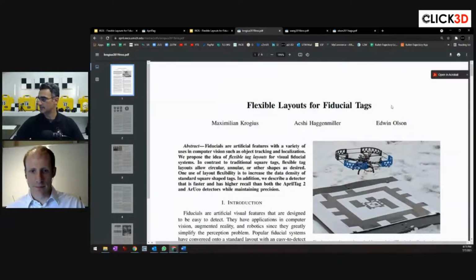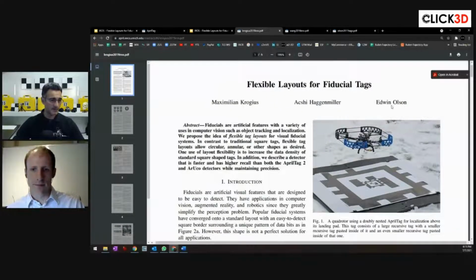So, flexible layouts for fiducial tags. Was this part of your PhD? Yeah, this was the first project that I worked on. And in this one, we're experimenting with different layouts for fiducial tags, different ways you can arrange those data bits around the detection border.